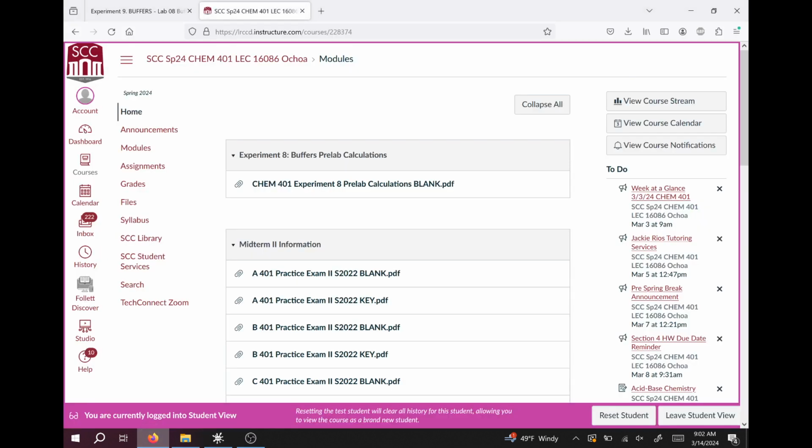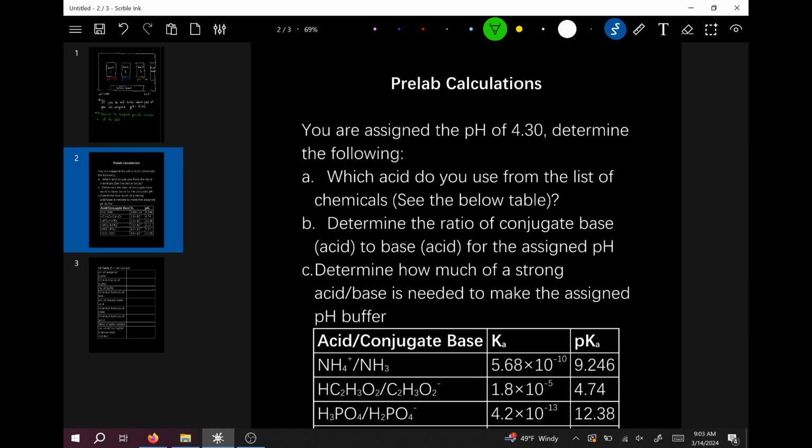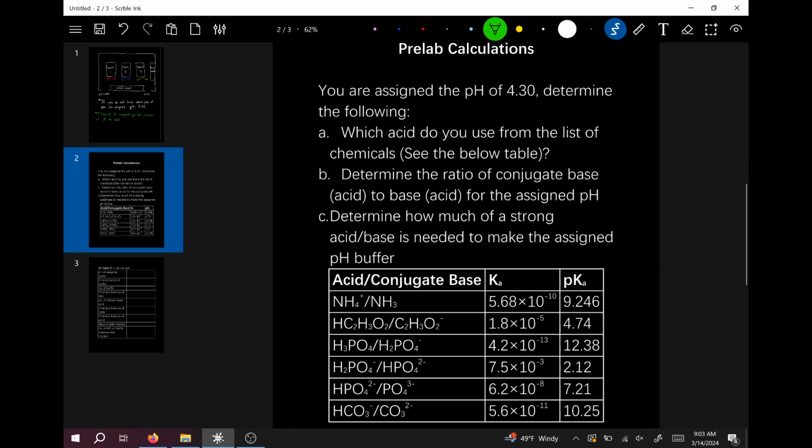Going back, this is just the blank notes that I would normally print out for you. It would look exactly like this, except of course it would be on white paper with black text. So here are the pre-lab calculations. You are assigned the pH of 4.30 for this laboratory, and you need to determine the following.